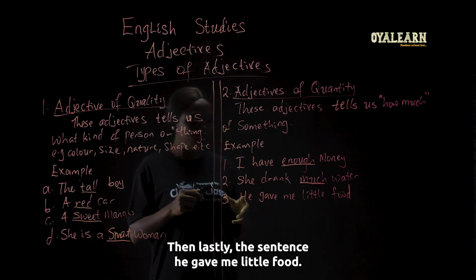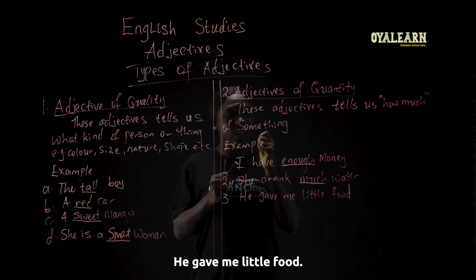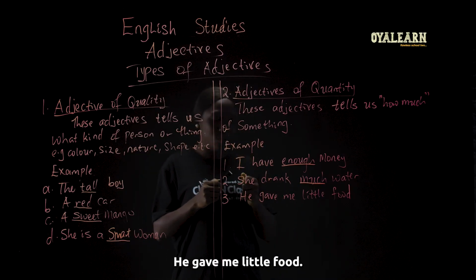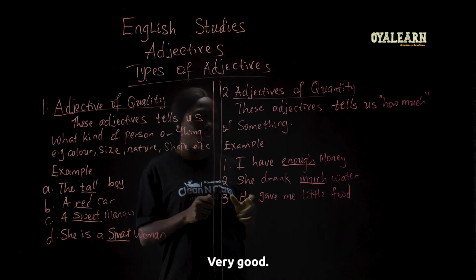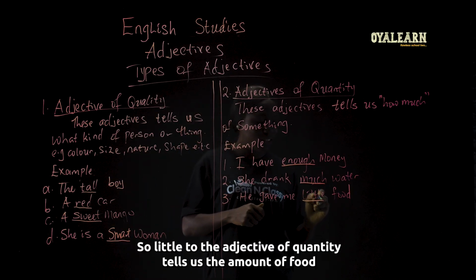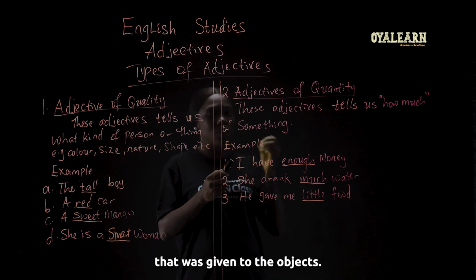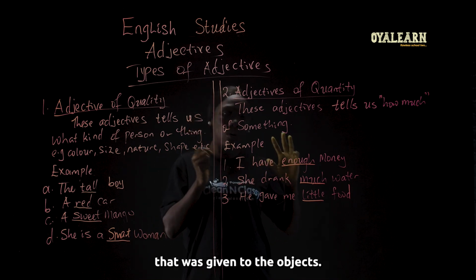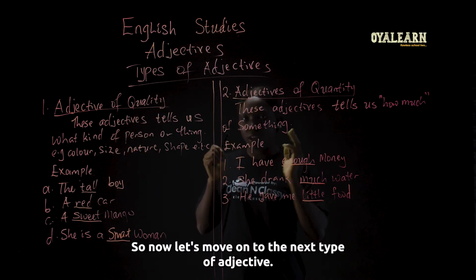Then lastly, the sentence, he gave me little food. So the adjective of quantity here is little. Very good. So little is the adjective of quantity. It tells us the amount of food that was given to the object. All right, so now let's move on to the next type of adjective.